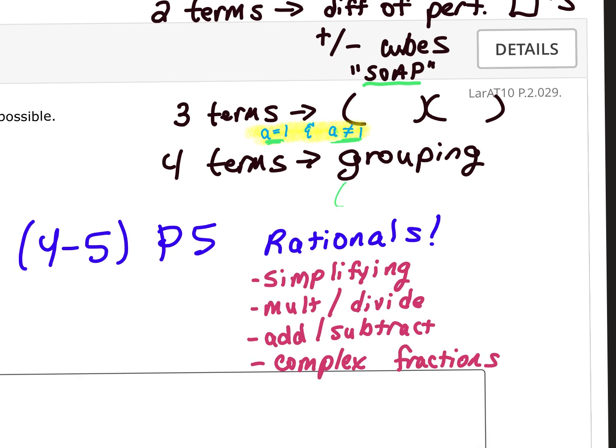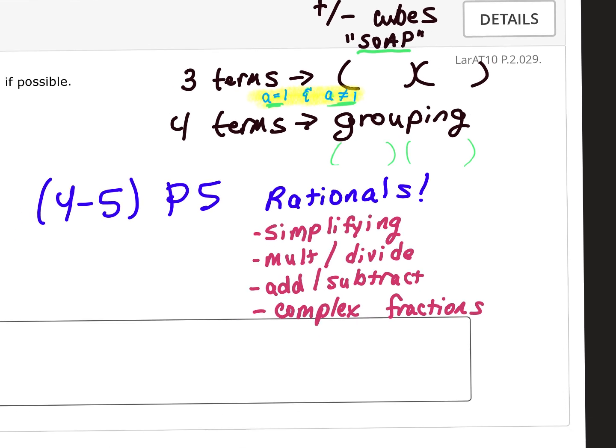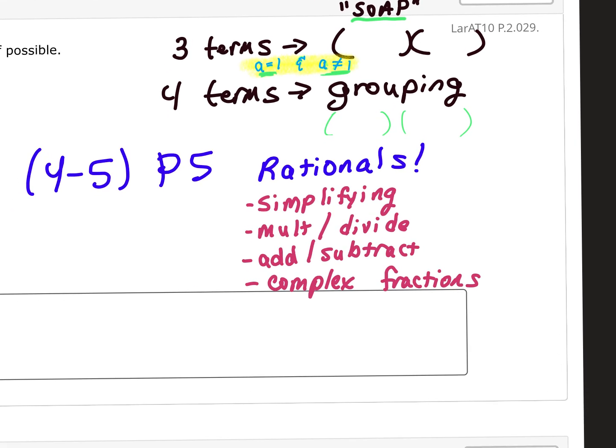And then if there's 4 terms, what do we do with 4 terms? You group. You take the first 2, take the second 2, and then you'll uncover the GCF that's hidden inside. All right. You'll also have 4 or 5 questions from P5, which was our rationals. Simplifying rationals, where you just factor top and bottom and cancel out what's the same.